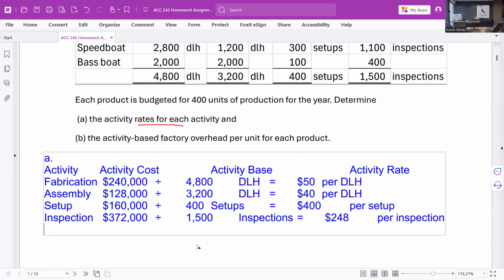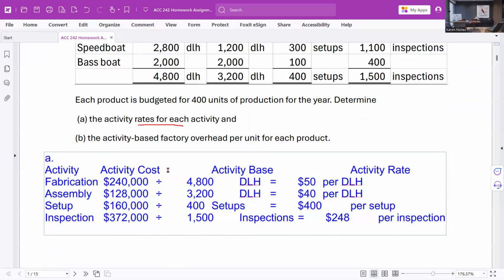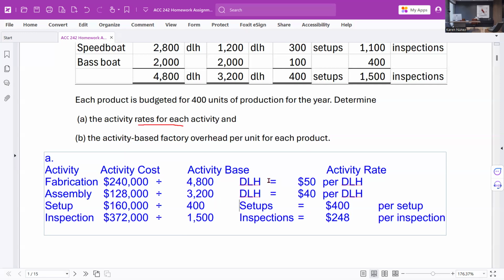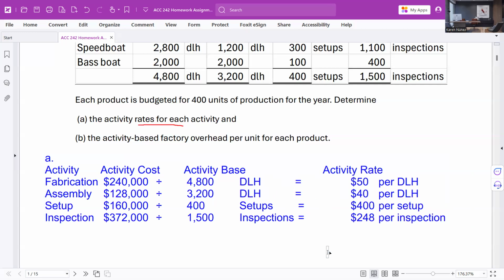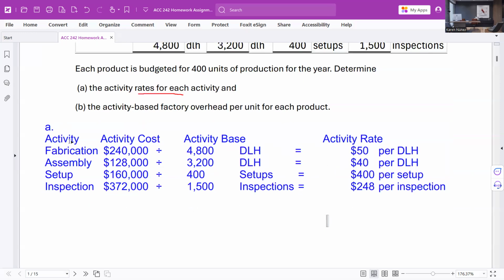So here we have our rates. We have the activities listed here. We have the activity cost listed here. And then we're going to divide by the activity base. Divide by the base, and that'll give us our activity rates. Let me just clean this up just a little bit so that the formatting is a little bit easier to read. There we go. So we have the activities, we have the activity cost, we have the activity base.